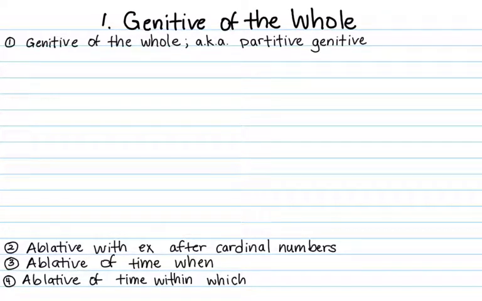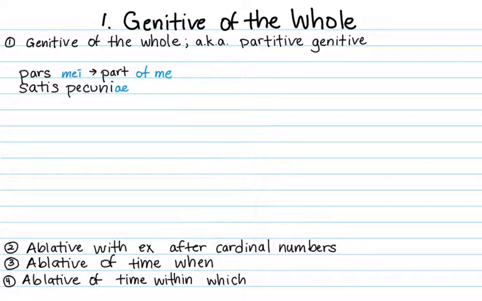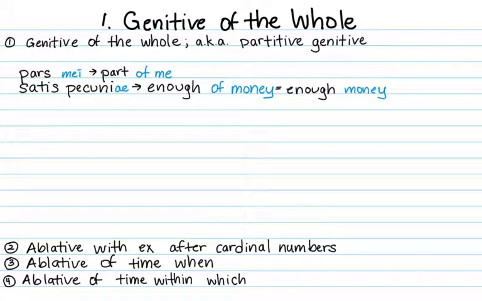First up, genitive of the whole. For example, pars mei we have seen before. It means part of me. This is not a genitive of possession. This is what we call the genitive of the whole or the partitive genitive. Another example we've seen before, satis pecuniae, literally enough of money. That's how they do it in Latin. In English, we would say enough money, but you must remember that in Latin they say enough of money. Enough takes the genitive in Latin.